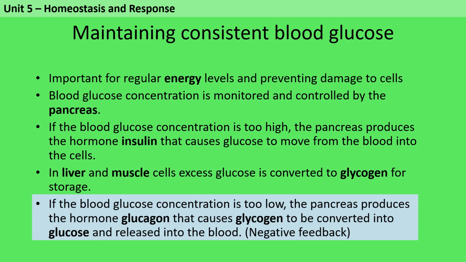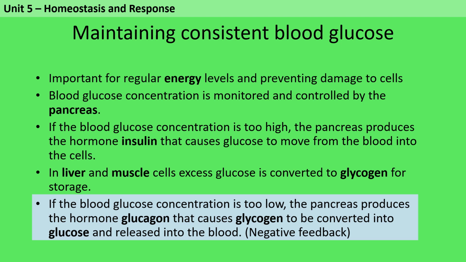It's really important that your blood glucose levels remain more or less constant, both because you need a regular supply of energy and also because if they fluctuate too much, it can cause damage to your cells. Your pancreas is responsible for both monitoring and controlling the level of sugar in the blood, and it does this by using 2 hormones called insulin and glucagon.